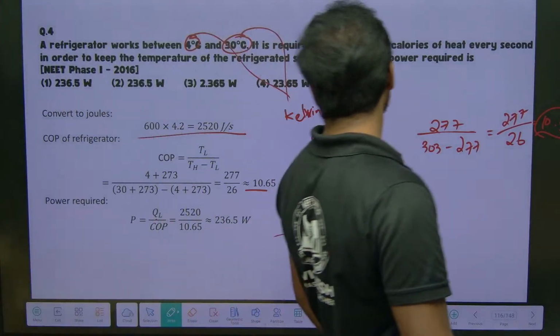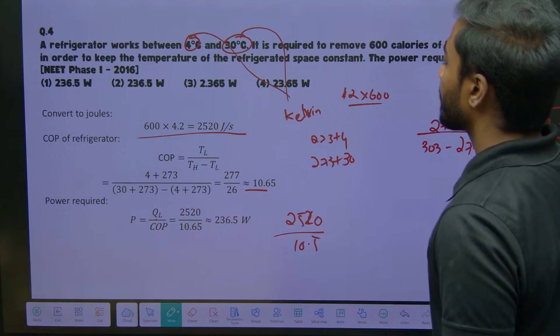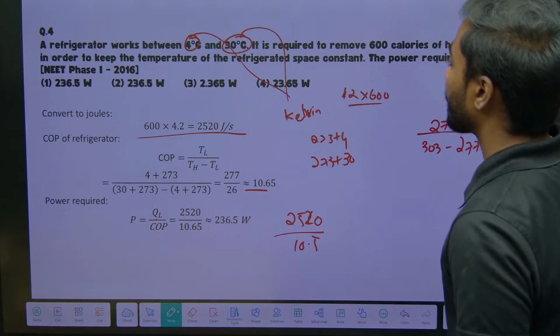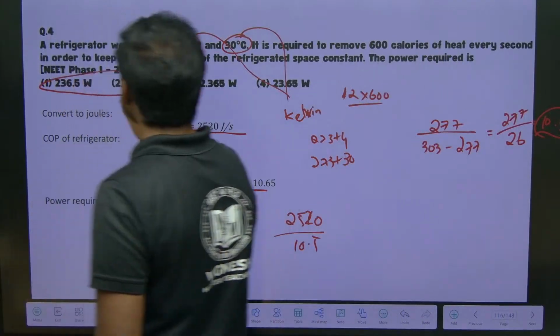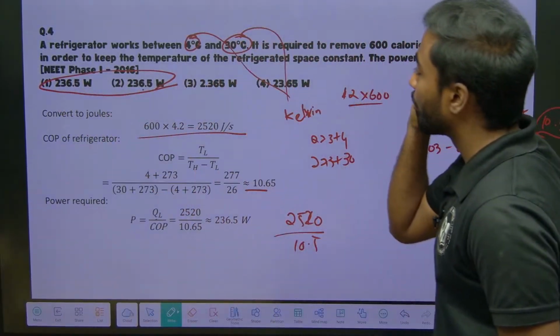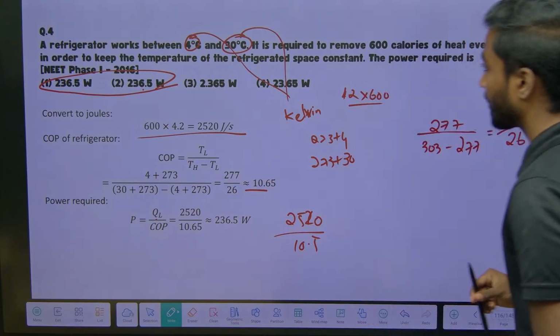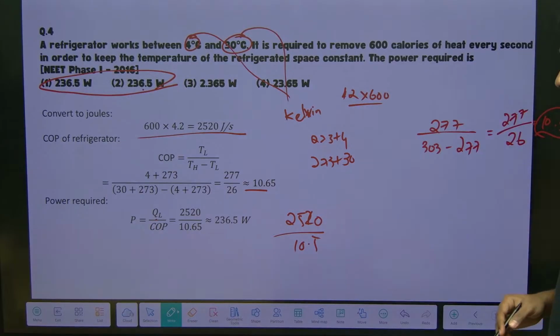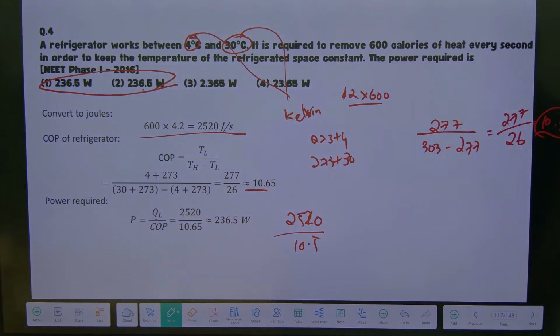So which is the correct option? Options 1 and 2 are both the same, so we need to change this option. I will change that, no need to worry about it. What is the correct answer for this question? Got it? The next question.